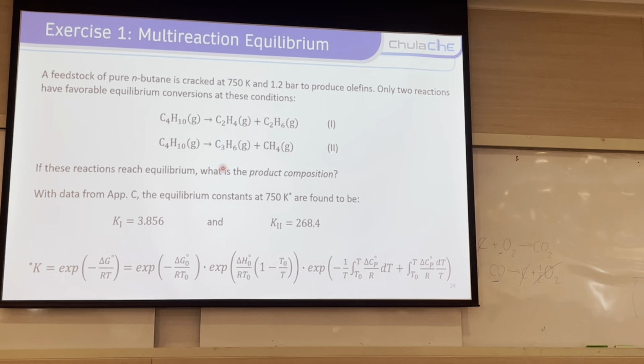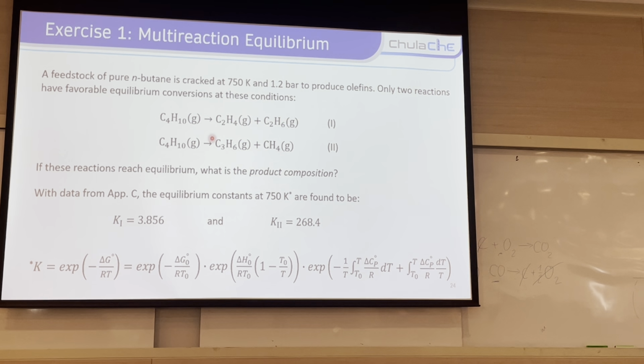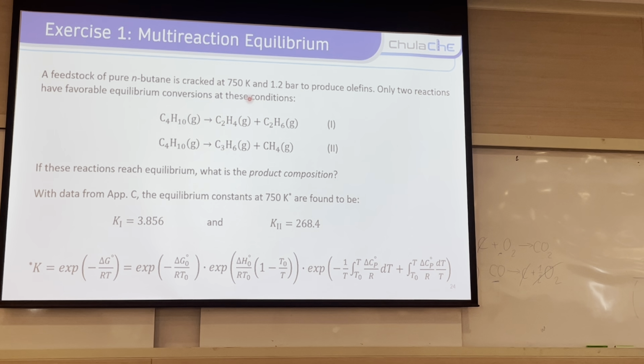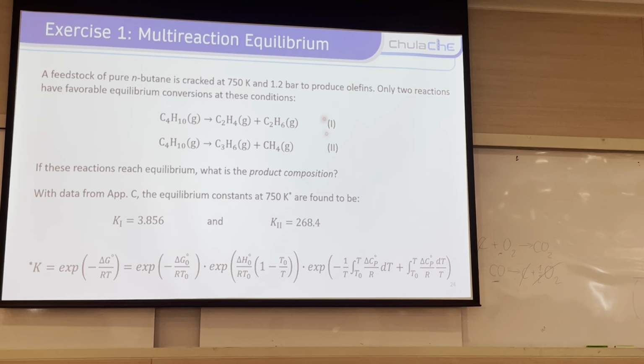Ethylene and propylene, which in industry they call olefins. Both reactions occur at 750 Kelvin at 1.2 bar. Only two reactions occur in this case. They want to know, if the reaction has already reached equilibrium, what is the product composition.